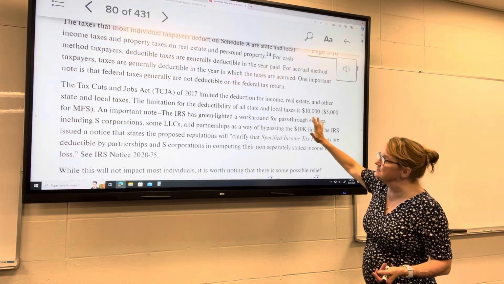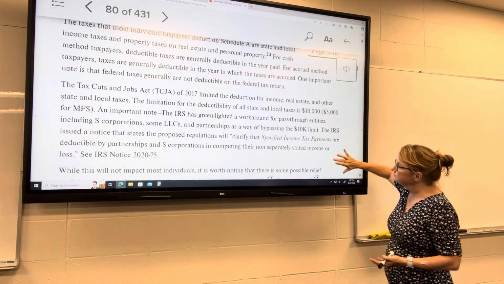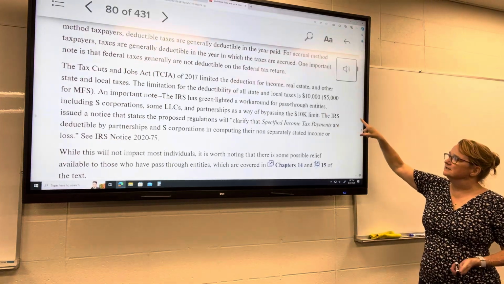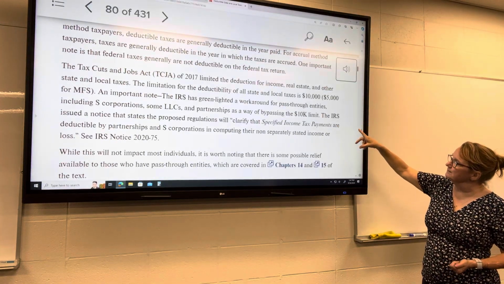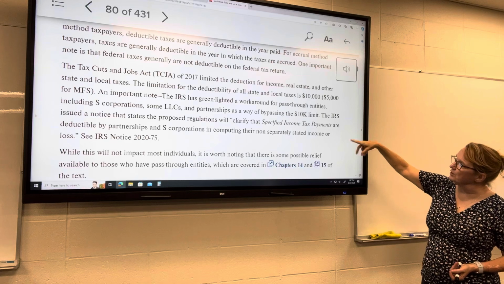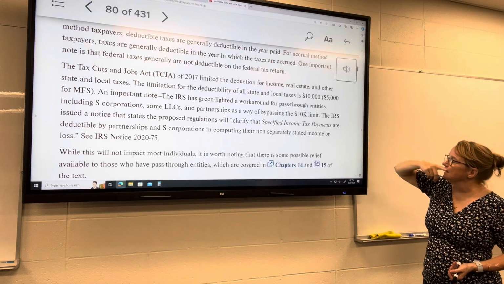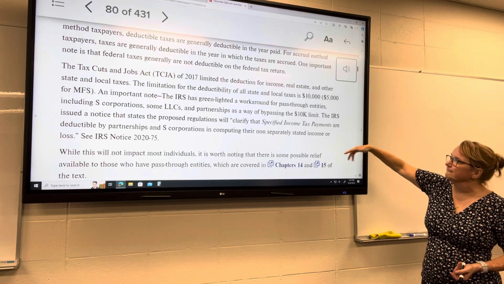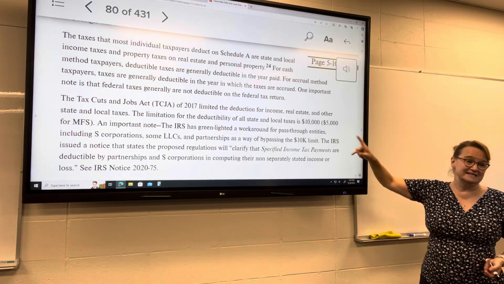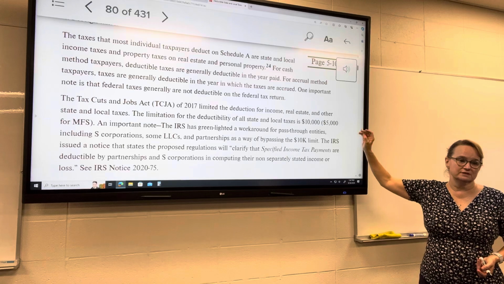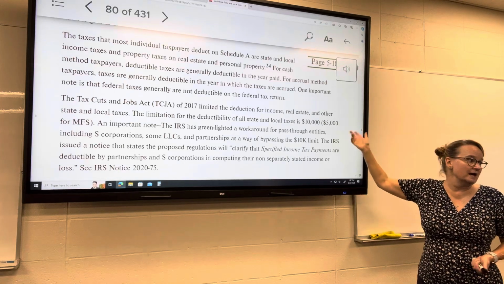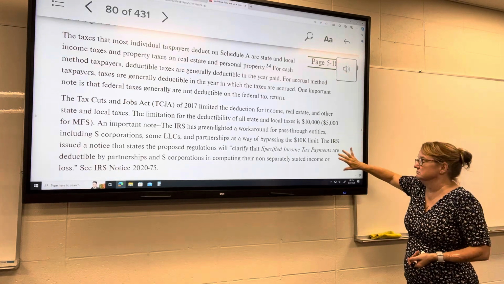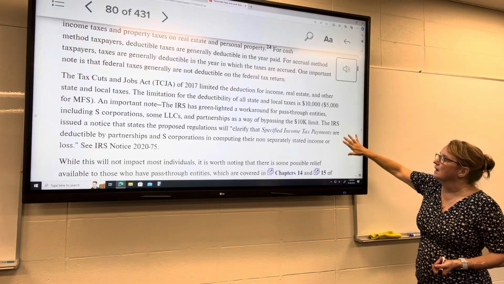They passed it, and so now the $10,000 limit for individuals applies to everything in that category. It's pretty easy to get up to $10,000. If you live in Iowa and own property in Iowa, I mean, this affected Iowans as well.